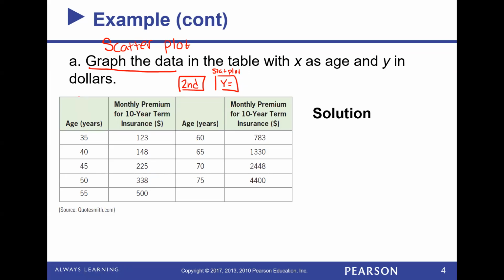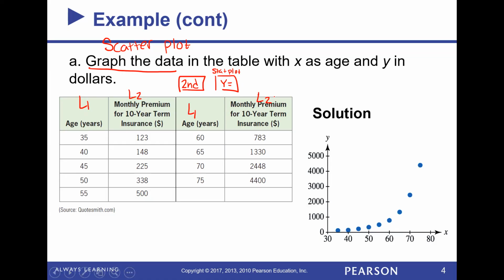So this is my list 1, there's my list 2. These are the ages repeated here, so this is still list 1, and these are the monthly premiums repeated, so that's list 2. Now, as I plug this into the calculator and turn on my stat plot, I should get a graph that looks something like this.